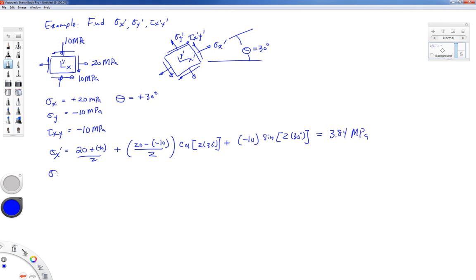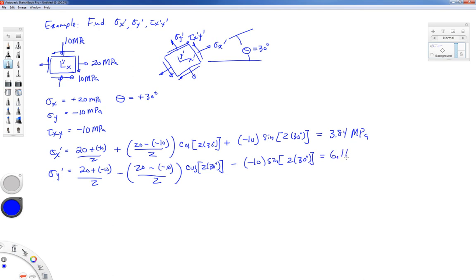For sigma y prime, I can use the full equation. I'll have 20 plus a negative 10 over 2 minus 20 minus a negative 10 over 2 cosine of 2 times 30 degrees minus a negative 10 sine 2 times 30 degrees. And from that, I will get 6.16 megapascals.